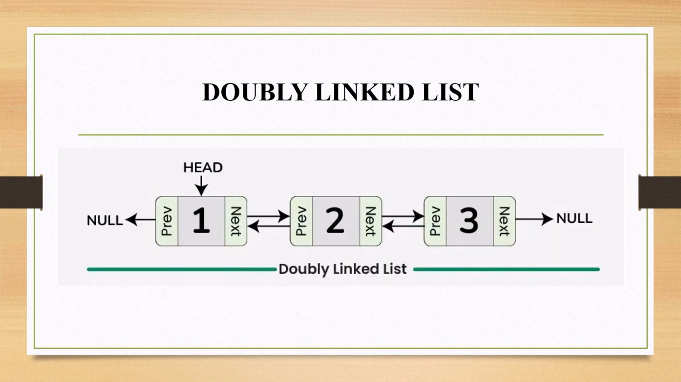So we can see the structure of a doubly linked list. Here is the structure of the doubly linked list. In the beginning we have a head. It includes previous and next. Then it continues as 2 and 3. These are the nodes. Each node contains previous and next that are linked to each other.